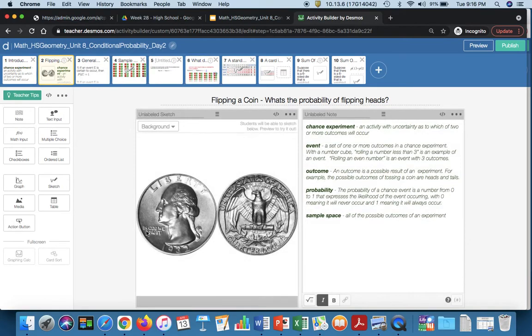So if I go back here and we have students say that the probability of heads is 1/2 and the probability of tails is 1/2, we really want to show them that the sum of those two are equal to 1, representing that full experiment.